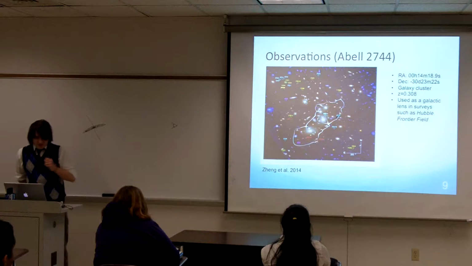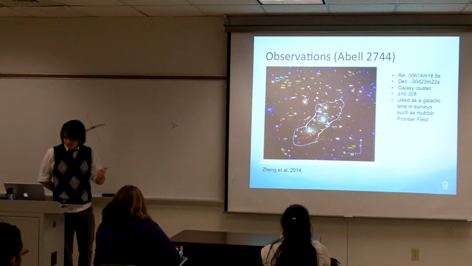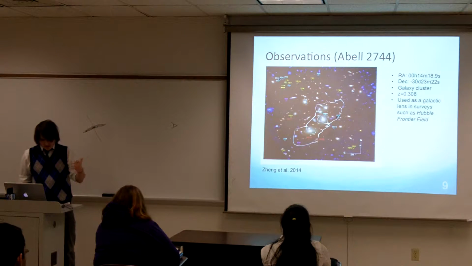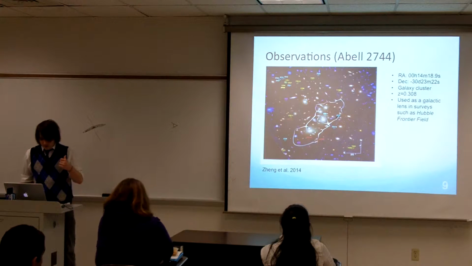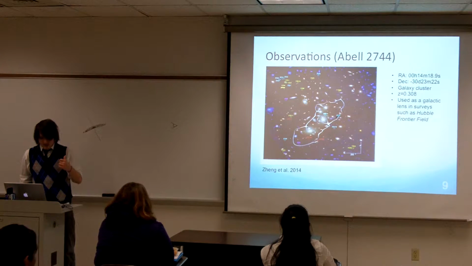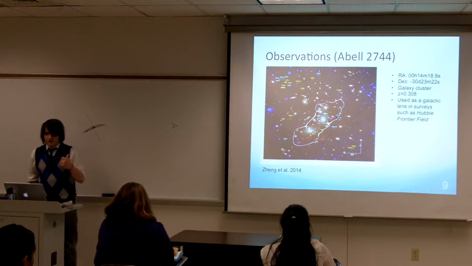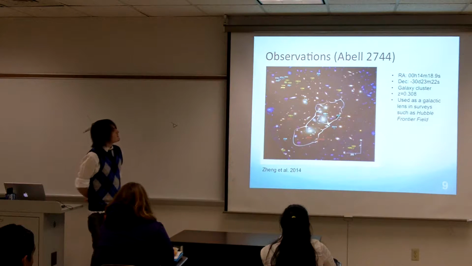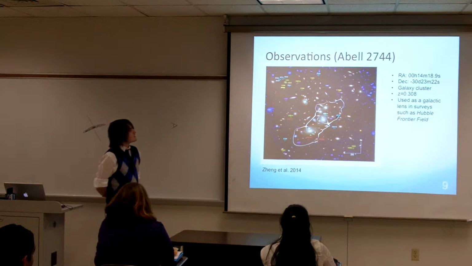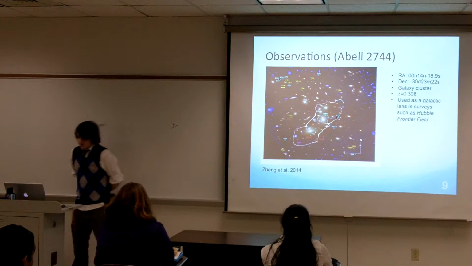And so this is the galactic lens that I used. It's called Abell 2744. This is a composite color image made from optical ACS images and the WFC3 140 wide image. And it's a galaxy cluster at a redshift of 0.308, and you can see the RA index right there.